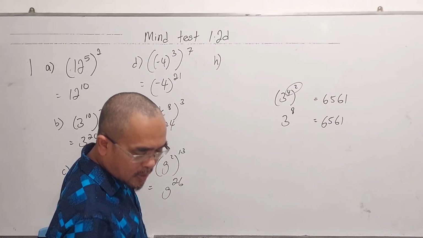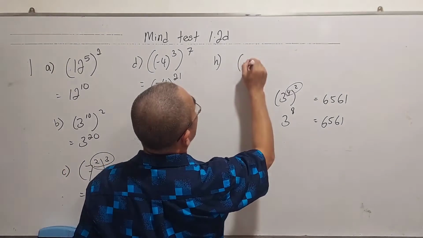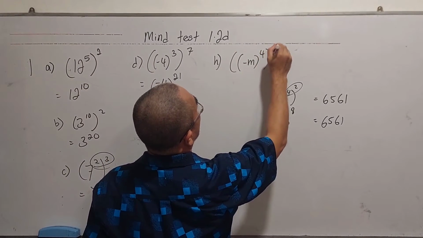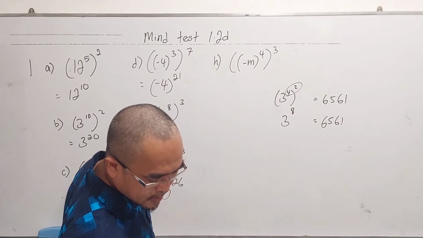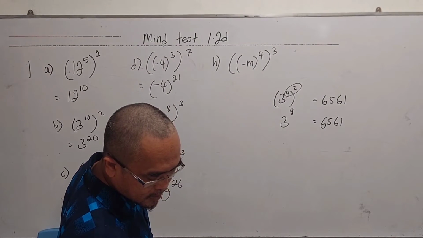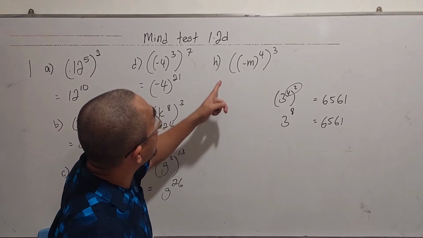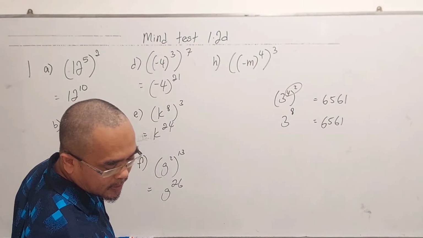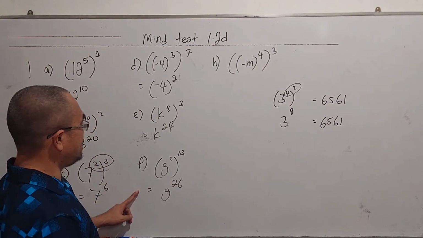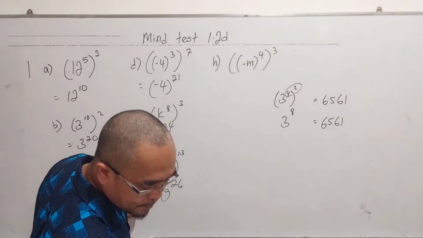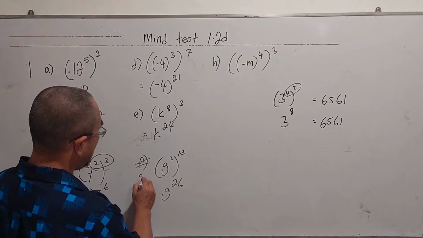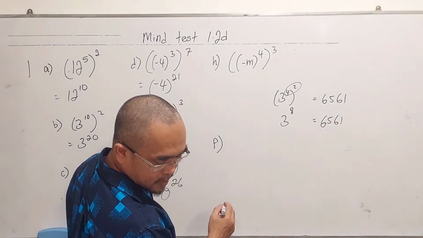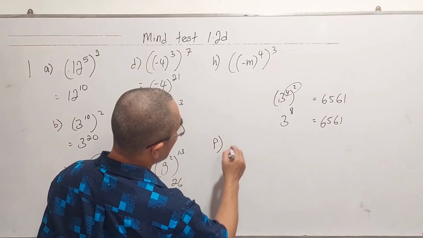H, negative m to the power of 4 to the power of 3. Oh, this is question G. Okay, so now, G. I skipped which one? Oh, I skipped F, because this is actually G. F, I have not done yet. The G that was H, I made a mistake. G to the power of 2.